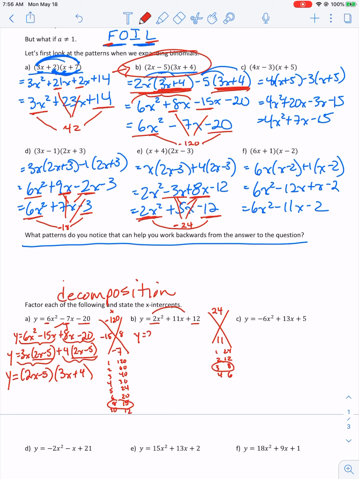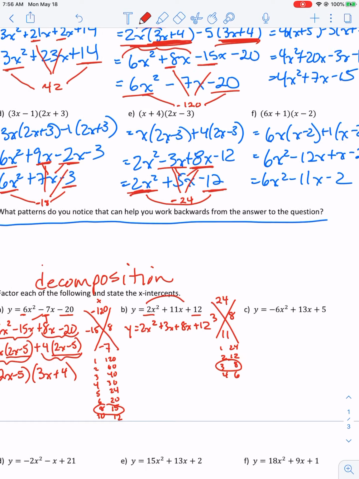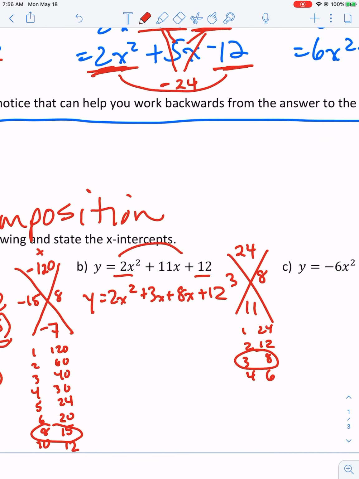So y equals 2x squared. And again, it doesn't matter if you put the 3 first or you put the 8 first. It really makes no difference whatsoever for your final answer. So I'm just going to go 3x and 8x and 12. I'm also going to make this a little bigger here.